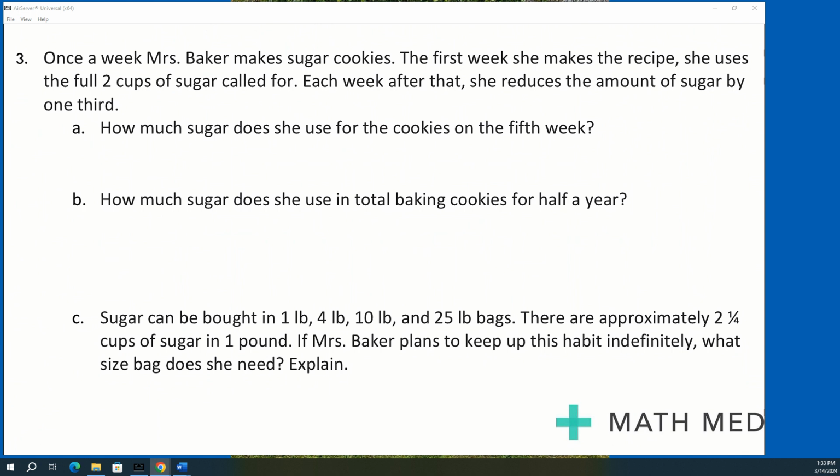So let's just write the rule. So the first week it's 2 cups, like she should. All right. Then we have to figure out if we're going to use 1/3 as our r or if we're going to use 2/3 as our r. What do you think? She reduced it by 1/3. How much of it remains each time? 2/3. So if you reduce by 1/3, then 2/3 remains each time.